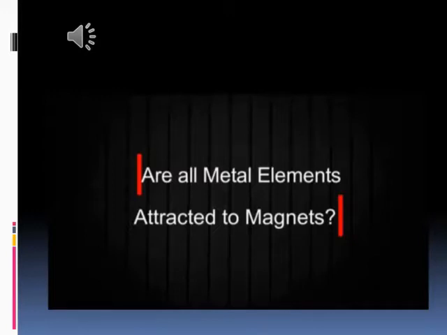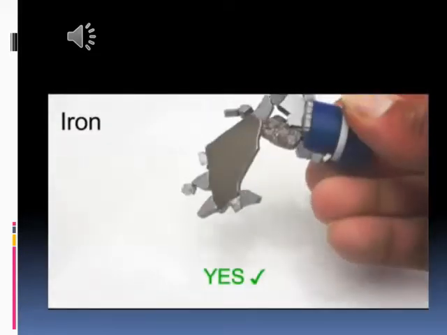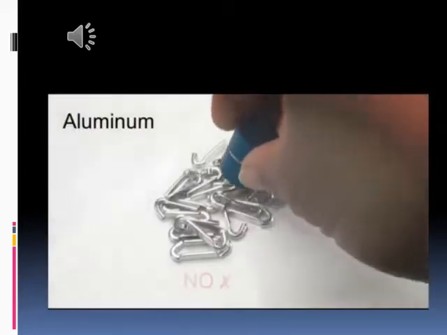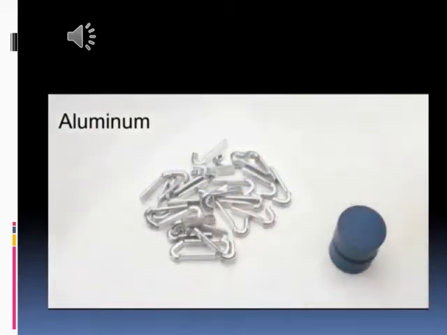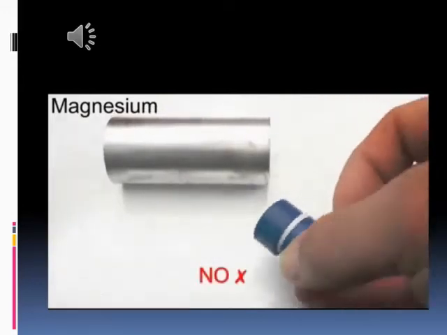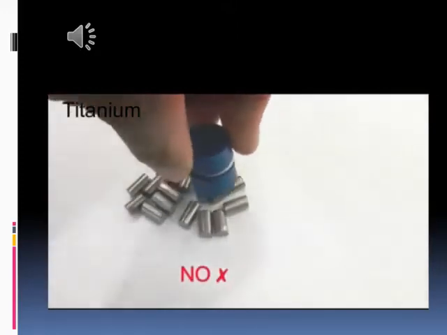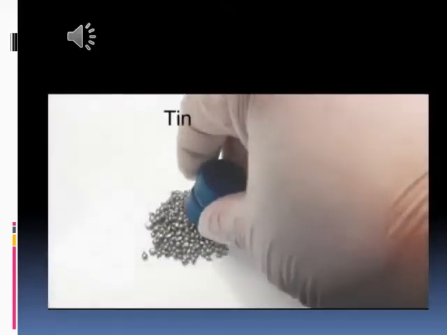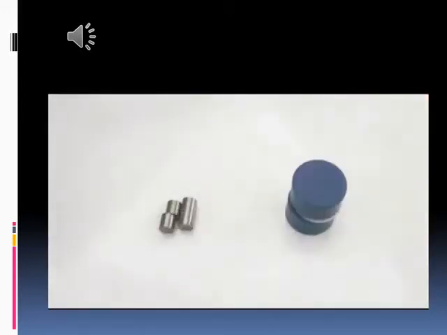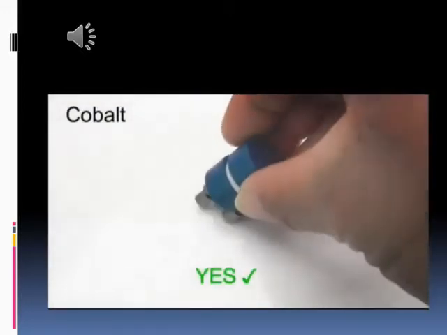Are all metal elements attracted to magnets? Iron is attracted. Aluminium, it is not attracted. Magnesium, no. Titanium, it is not attracted. Tin, no. Cobalt, yes.